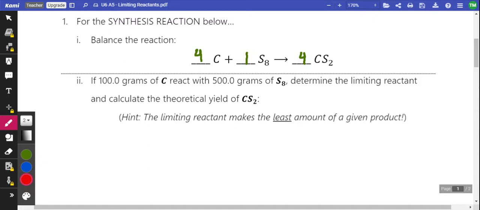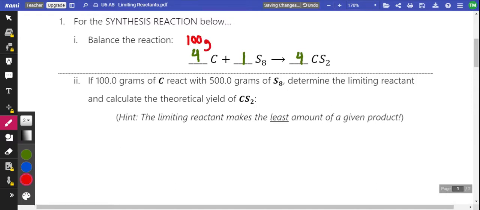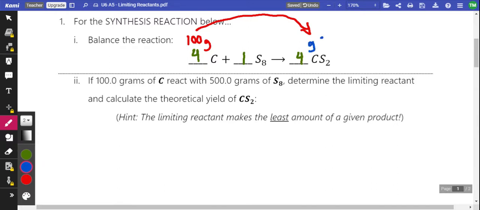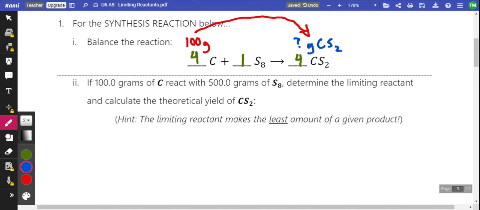Like if I had 100 grams of C, how many grams of CS2 could I make? Okay, or if I had 500 grams of S8, how many grams of CS2 could I make?